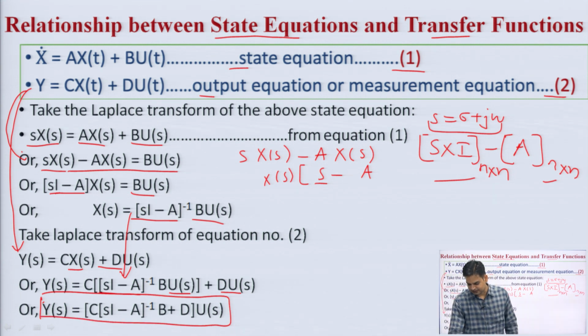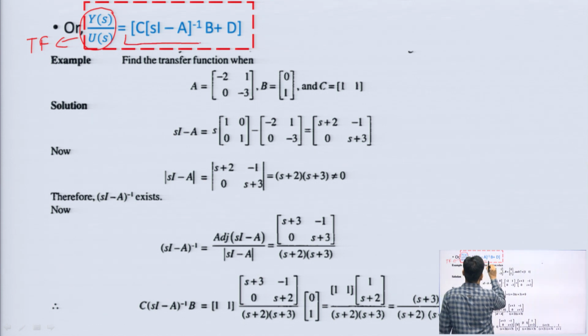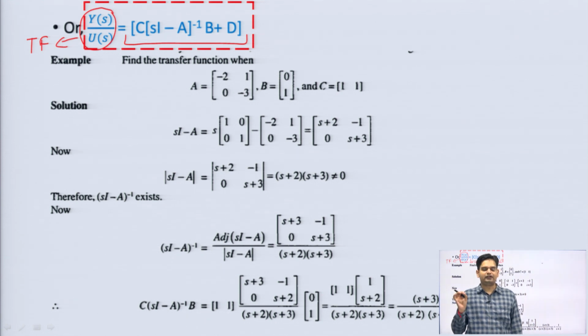So, this is the expression that we derived till now. Now, if I take the common U(s) and move it to the LHS, Y(s) over U(s) will make the transfer function, and this expression C multiplied by (sI minus A) inverse multiplied by B plus D will convert your state space model into a transfer function, right.